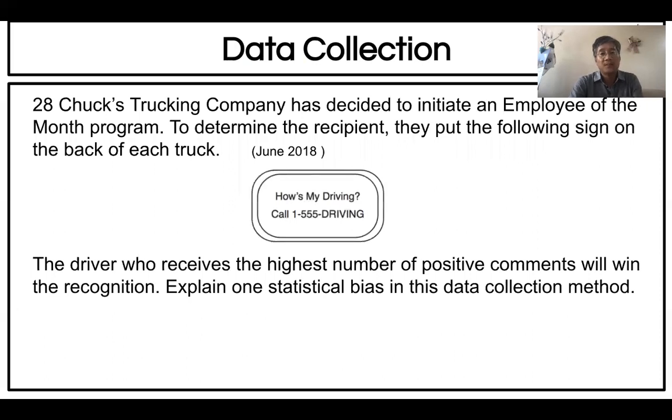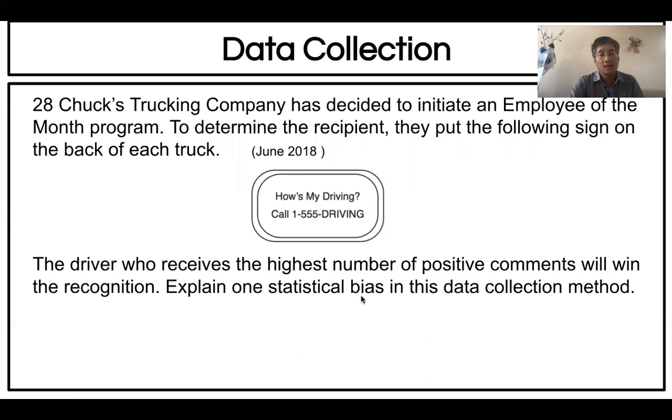Number three is a free response question. Chuck's Trucking Company has decided to initiate an Employee of the Month program. To determine the recipient, they put the following sign on the back of each truck: How is my driving? Call 1555 driving. The driver who received the highest number of positive comments will win the recognition. Explain one statistical bias in this data collection method.